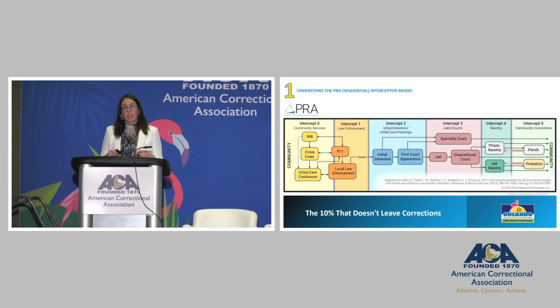But basically, everybody that comes into the justice system comes through these 5 intercepts. Intercept 0 is the crisis lines. Intercept 1 is where they actually have that first arrest. And the folks that we're talking about that don't leave corrections are actually going no further than intercept 4. They're going to stay in the pink area.